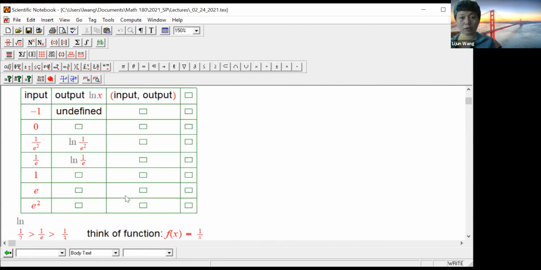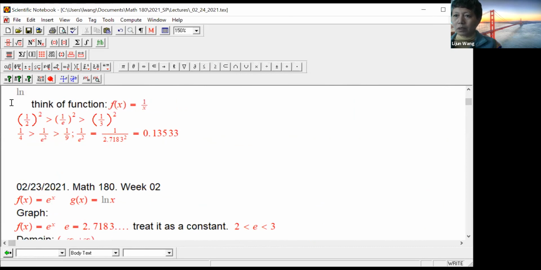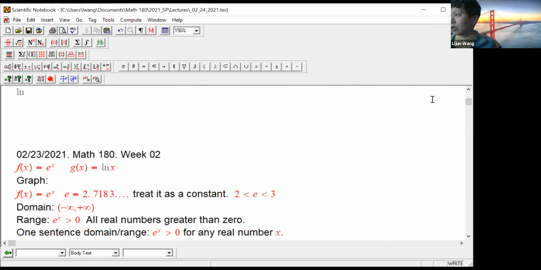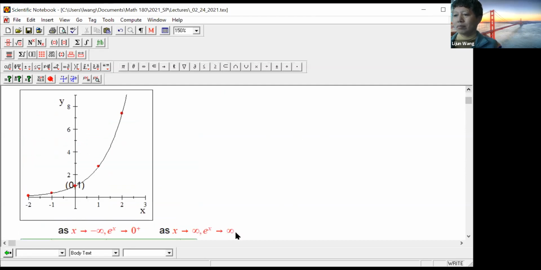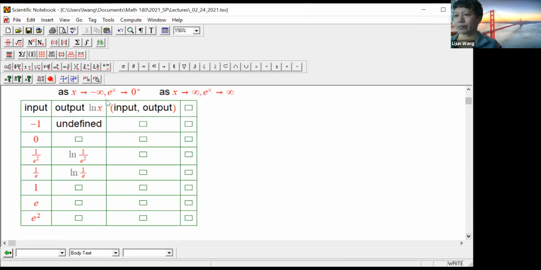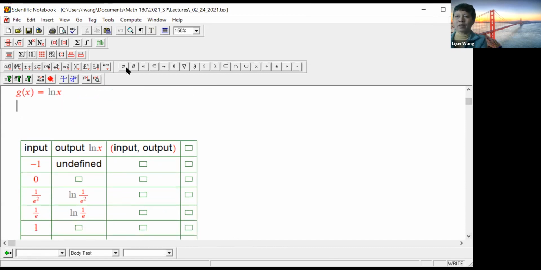Okay, so here we're working on this table. We're working on ln. I just want to clean these up. First of all, I want to emphasize ln is a function. So this time we're going to do g of x equals ln x. Just be reminded, ln x is a function. It takes the input.